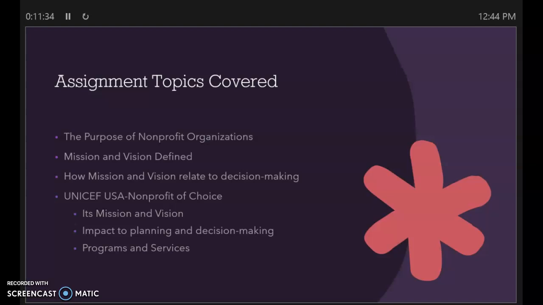The nonprofit organization I chose to research for today's assignment is UNICEF USA. I will be providing the actual mission and vision statements for UNICEF, and I'll be talking about how the organization appears to be driving its planning and decision making around its mission, including how it operates and what type of initiatives, programs, and services it's offering.